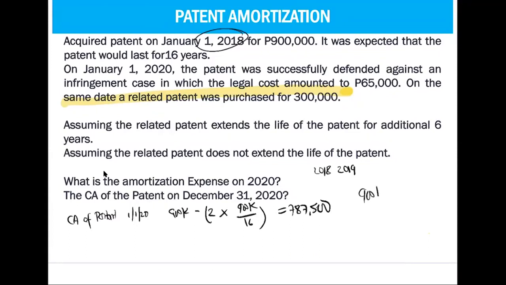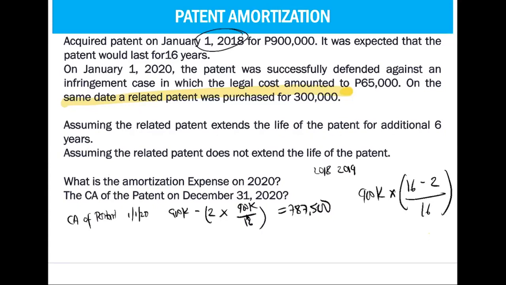Okay. Sir, how did you get 14 over 16? Diba we have 900,000. What is the actual life? 16, right? How many years had been used? 2 years. What is the total life? 16. That's why it's 900,000 times 14 over 16. Okay? So that is one shortcut in computing your carrying amount.